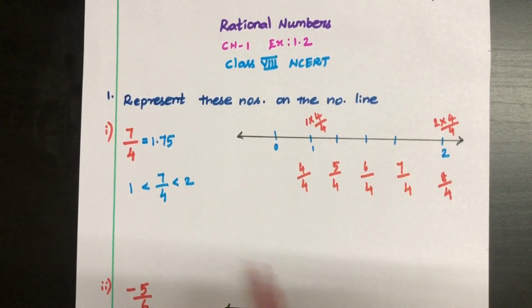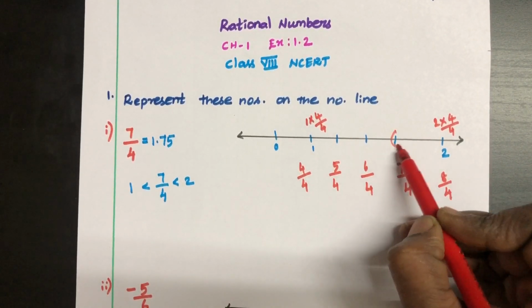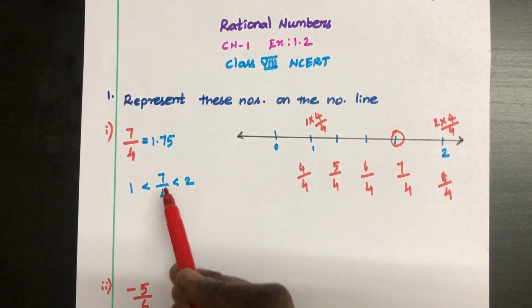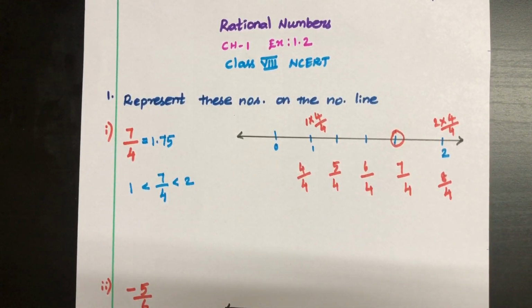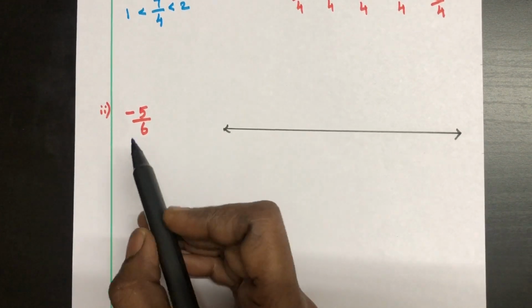So where is our value 7 by 4? It is here. This is the place where 7 by 4 belongs, in between 1 and 2. Easy, right? Second subdivision, minus 5 by 6.